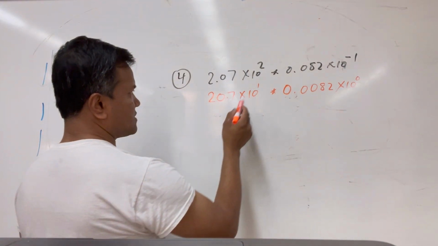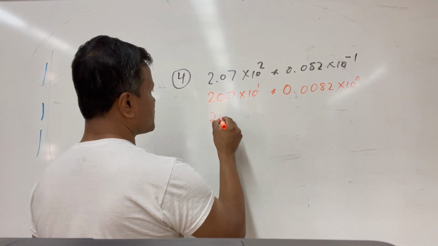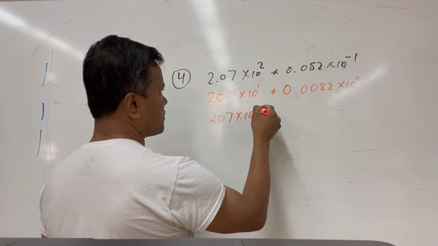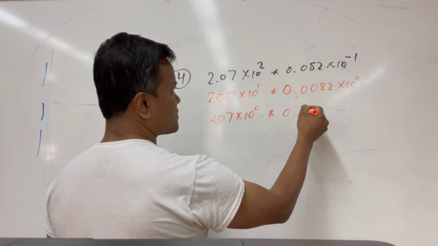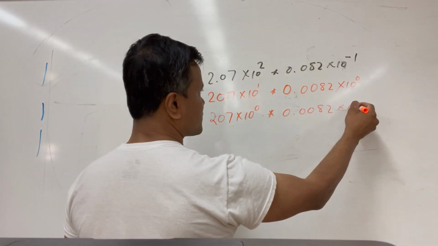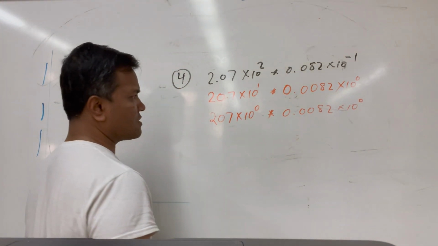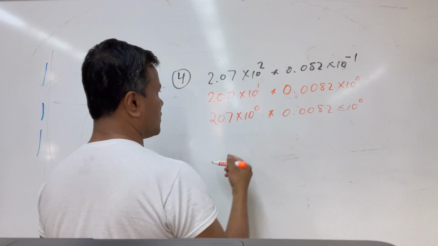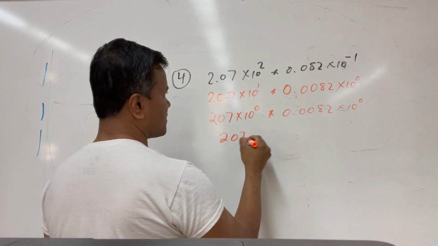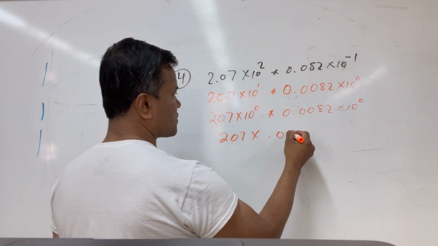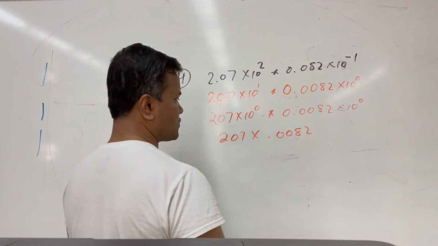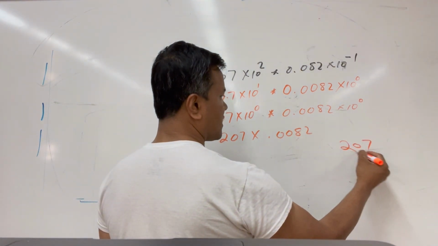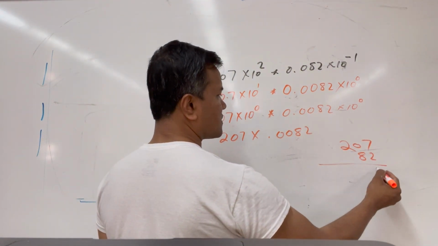And then this one I want: 207 times 10 raised to 0, times 0.0082 times 10 raised to 0. All right, 10 raised to 0 is 1, so you can ignore it. So 207 times 0.0082. All right, so 207 and 82 would be what?